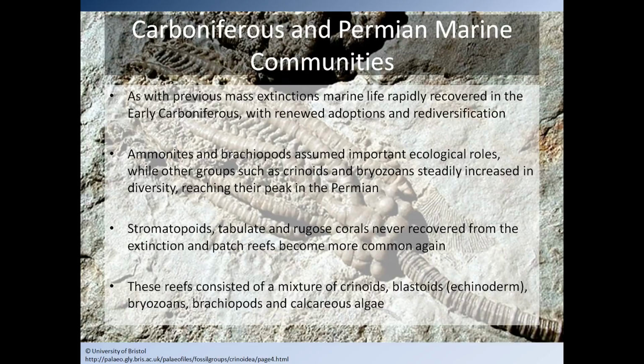You have this mass extinction at the end of the Devonian caused by changes in sea temperature, and then all the phyla make it through. And then once we're into the Carboniferous and Permian, all those phyla rediversify again. So we see an increase in the number of species in each phyla as they exploit new environments.